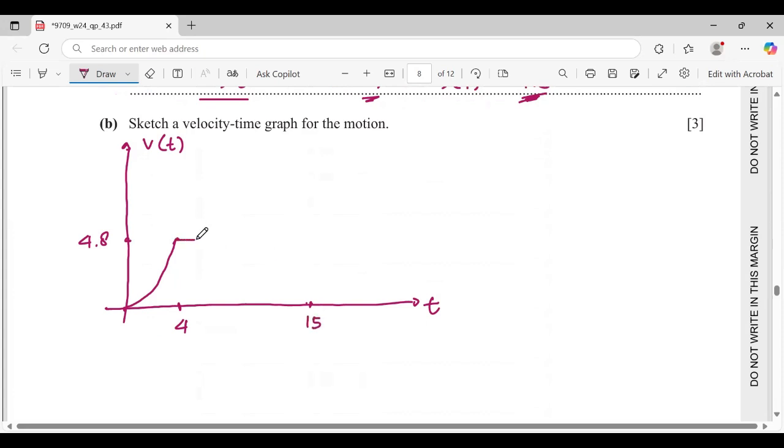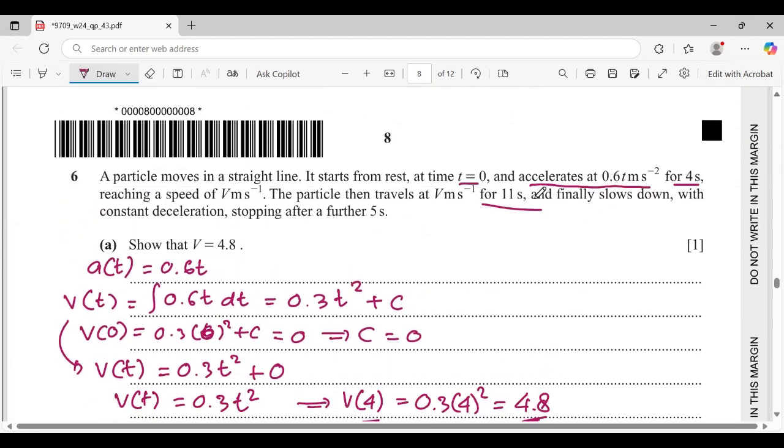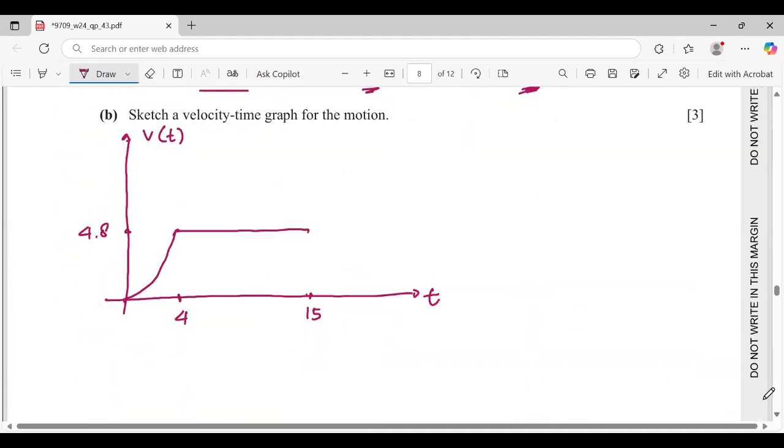So it is a straight line, 15 to 11 seconds, and after that, it finally slows down with constant deceleration, stopping after 5 seconds. After 5 seconds, it means 5:20 becomes 20 around here, and slows down. It is a straight line. So this is the graph. Next question.